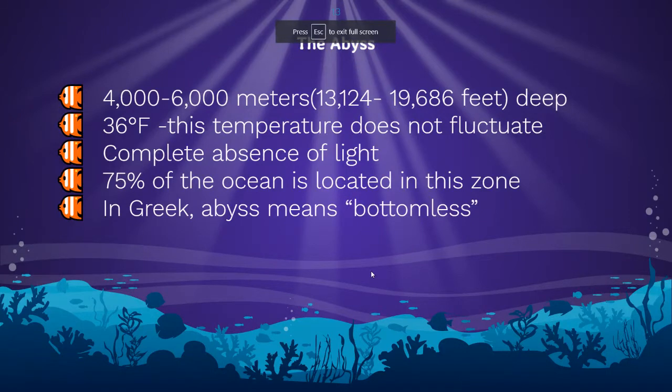Now we are at the abyss, the forbidding abyss. We are now 4,000 to 6,000 meters deep into the ocean, and the temperature here stays around 36 degrees Fahrenheit. It doesn't really fluctuate. And there's a complete absence of light. So in the midnight zone, while maybe we got very light rays of sun to somehow penetrate through, here we do not have any light. It's just from the creatures themselves. And 75% of the ocean is located in this zone. So the majority of the ocean is right here in the abyss. And in Greek, abyss means bottomless.